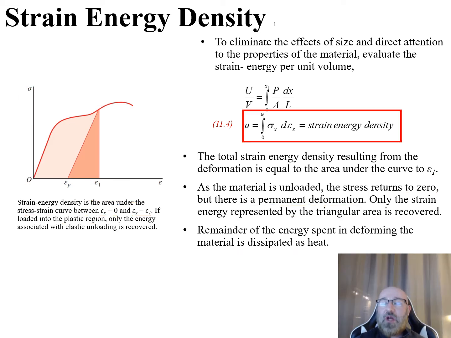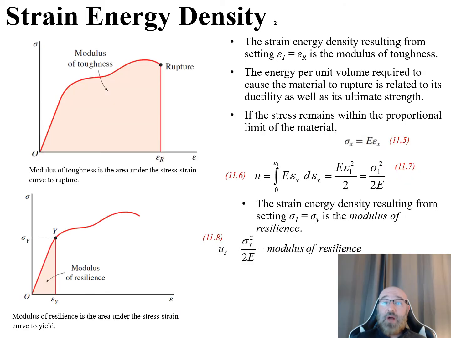So this then gives us our governing equation for our strain energy density. You can see I've boxed this in here in red. This relates back to our equation 11.4 in our textbook, where our U, or our strain energy density, is equal to the integral from 0 to epsilon 1, as we relate this back to our graph over here for our strain energy density. And this is going to be the integral of sigma x d epsilon x. So this again is our governing equation for our strain energy density from equation 11.4 in our textbook.